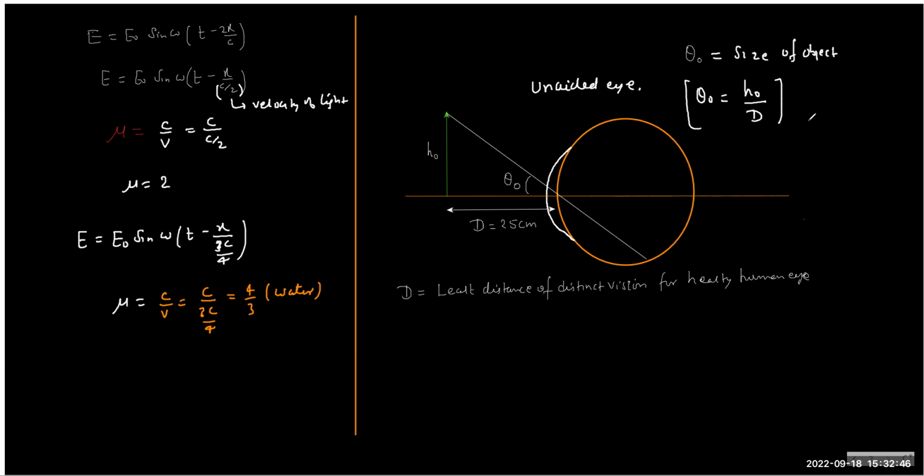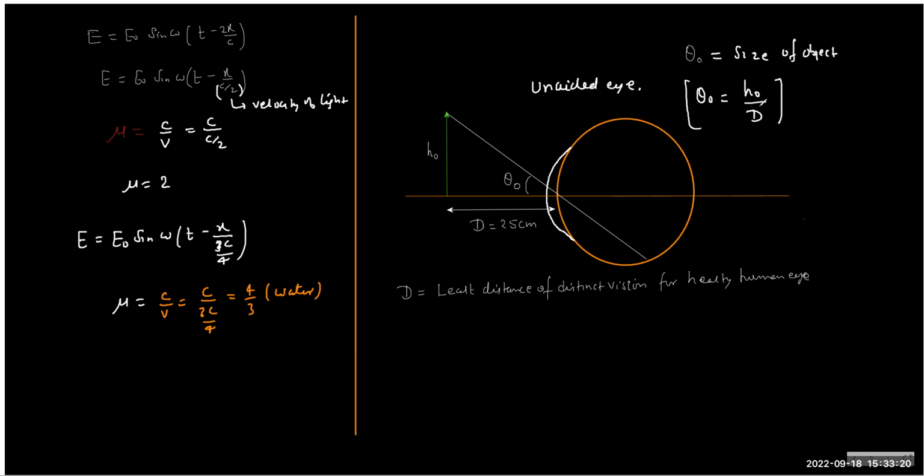cosmic bodies or celestial bodies. So when you're looking at the moon or sun, of course, you cannot bring the sun to 25 centimeter and see it. You know what will happen. So the definition will change, of course, there. So I'll tell you how to define the size of the sun there. But right now we're talking about objects which are at finite separation. And for those objects, the size we define in terms of least distance of distinct vision.